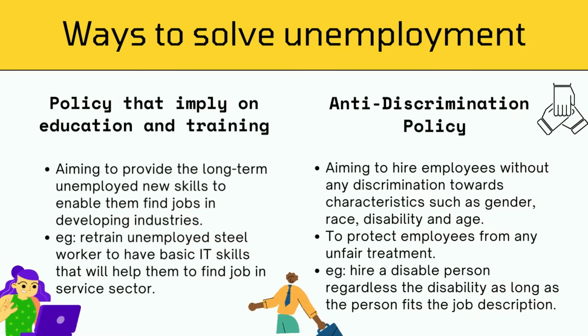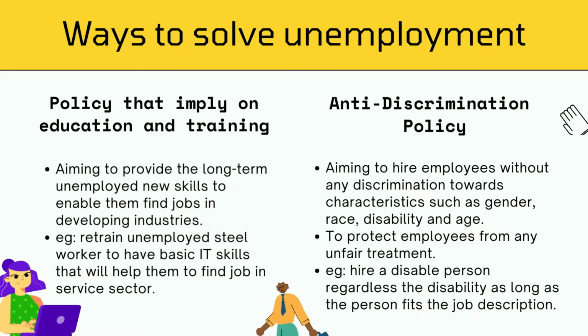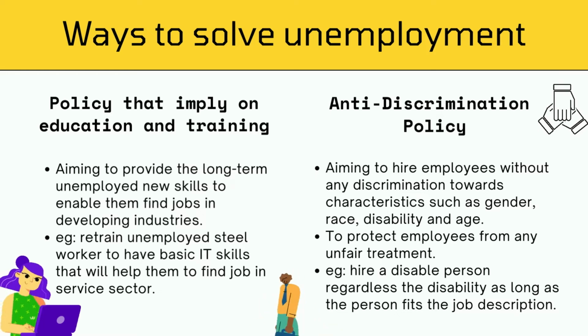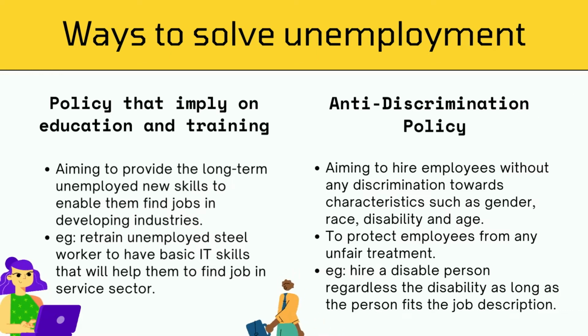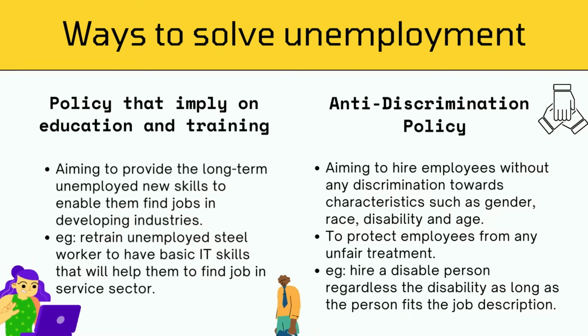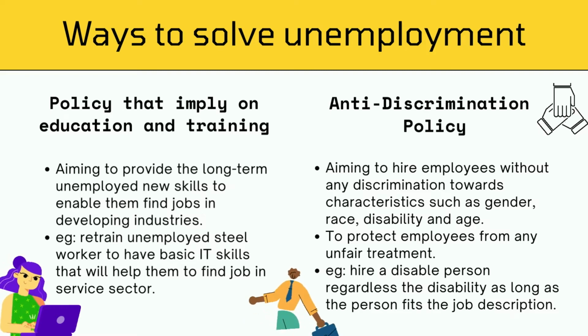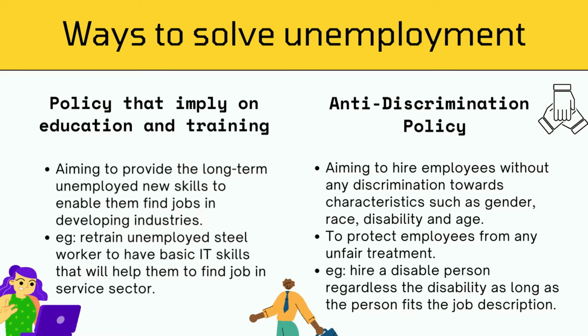Second, an anti-discrimination policy. This kind of policy aims to hire employees without any discrimination toward characteristics such as gender, race, disability, and age. This policy is to protect employees from any unfair treatment. For example, employers should hire a disabled person regardless of the disability as long as the person fits the job description.